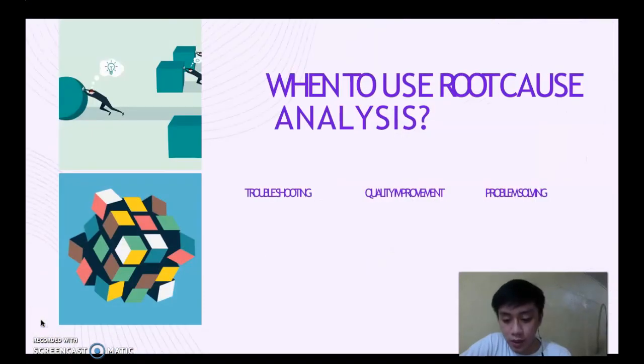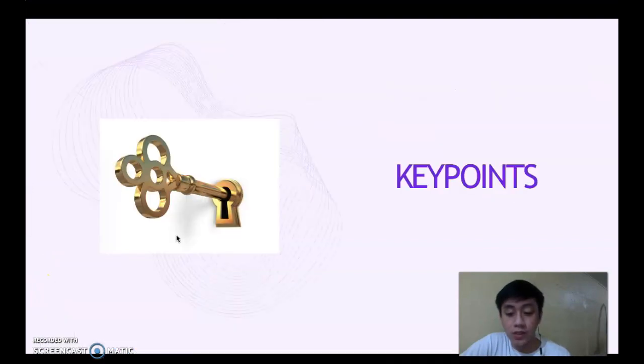As I have said a while ago, when to use root cause analysis. Root cause analysis can be used for troubleshooting, quality improvement, and problem solving. This tool can also be partnered with other tools, and it will work very well because this tool is simple but very effective to solve problems. The key points for the topic that I am presenting. This tool is fitted for problems that are simple and moderate. This tool can give a huge help to those organizations who are in need because it is a simple process, and by just asking 5 times until we get to the main cause of the problem.